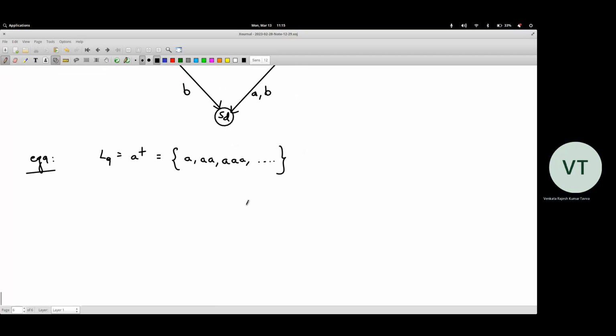So you have S1, S2. S1, you haven't seen any A. Fine. If you have seen even a single A, you go to S2. S2 is anyway the accept state. You have seen an A and you came to S2. And if you see any more A's, you still remain in S2. Because S2 is about seeing one or more A's.